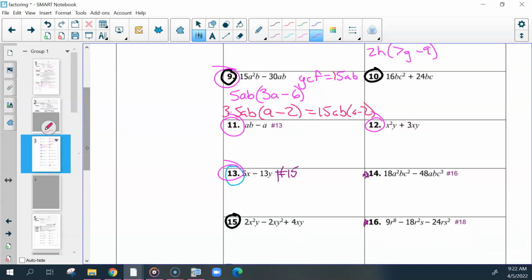Let's do number 10. What is the highest number you can divide out of both of those? 8 would be the highest, but if you didn't see that, you could do 4 and then you would just be doing the same process all over again. Divide out 8BC, what's that? C. Plus.